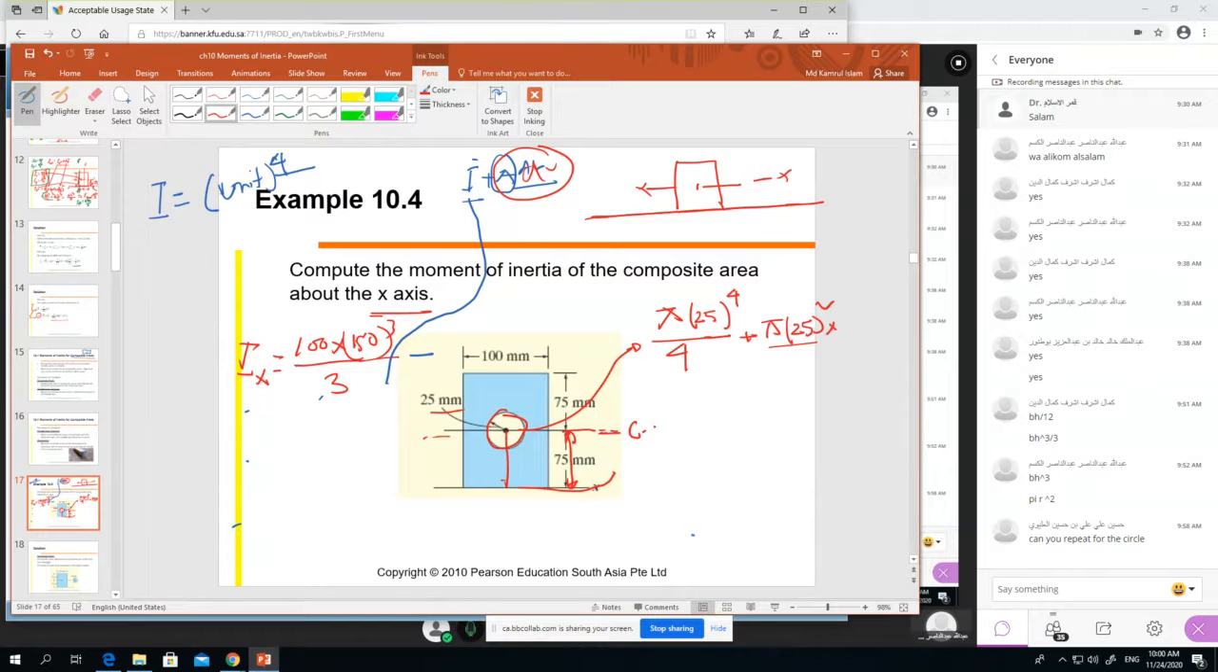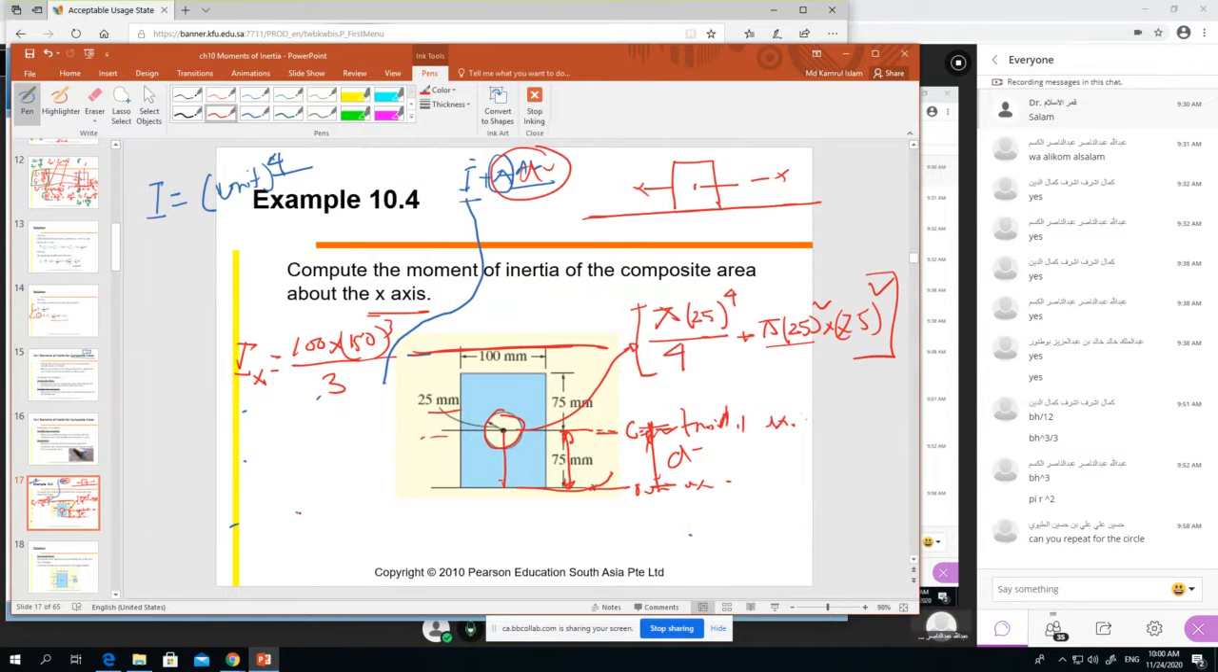The distance between two axes. This is the CG or centroidal axis, and the other is our axis, the one we want. So this distance here is 75, so 75 square. Now we have to deduct. So this one minus this one, and do the calculation and tell me, please. It has been a long time, so you didn't tell me the result.